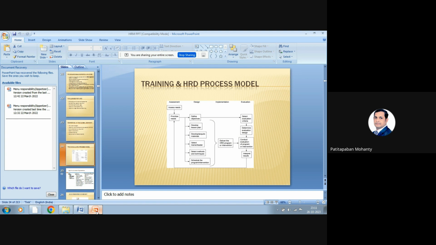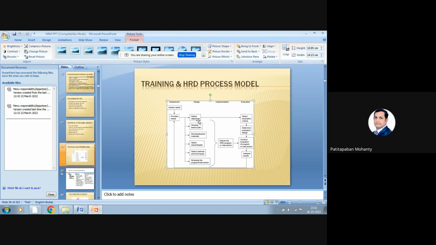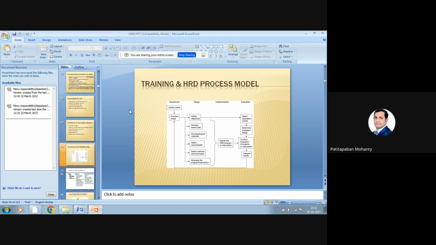The next is the training and HRD process model. There is a model that has been created, showing how we connect training with HRD. Because as I have told you, training is a very, very important part. Without training and development, your entire people will become obsolete. So you need to create a mapping of training and HRD. There are four steps: assessment, design, implementation, and evaluation. First step, assessment, then design, implementation, and evaluation.